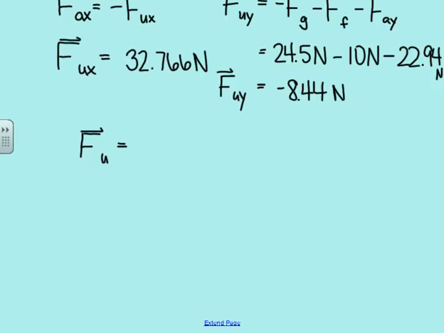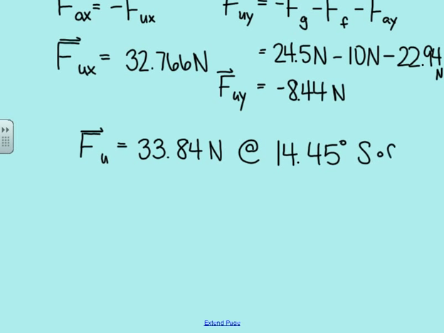You should have found that the unknown force is 33.84 newtons, and the angle you should get is 14.45 degrees. Because I have a negative y component and a positive x component, that means that this angle is south of east.